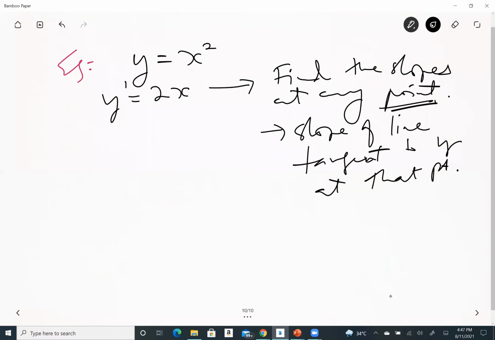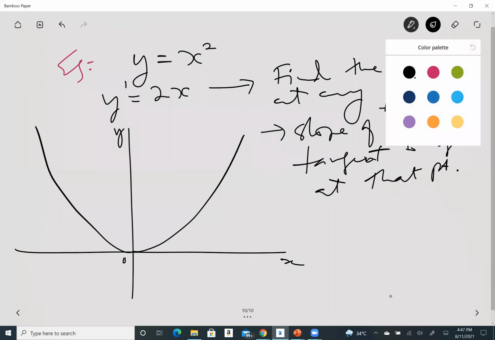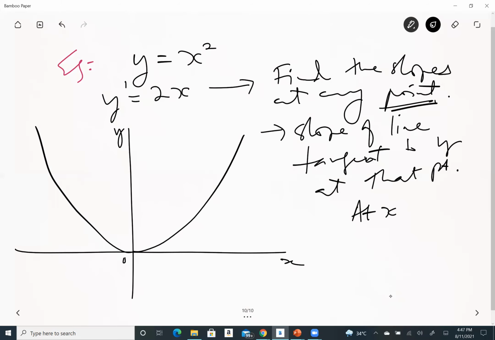Okay, all right, so let me do that. Let's sketch the graph of x squared. If you remember, how does the function x squared look like? It will look like this. It is a curve. Now I want to find the slope at x equals 1. Of course, you know y is also equal to 1, so that's the point here, x equals 1 and y equals 1.